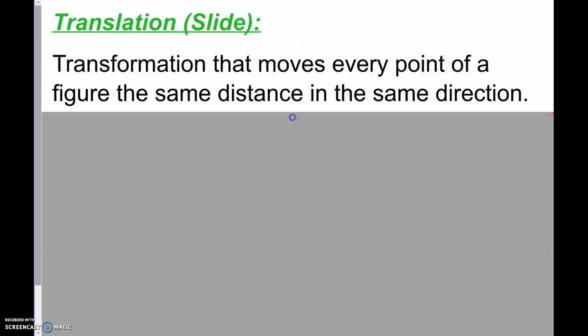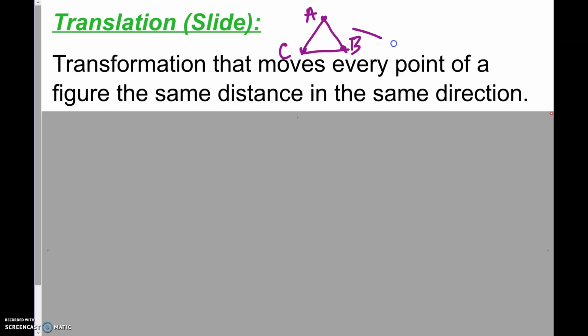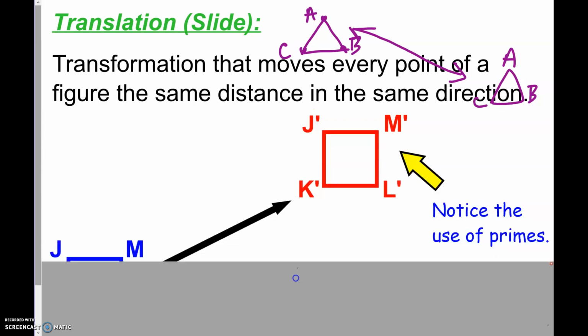So the first one we're going to talk about is a translation, which a lot of times you guys just talk about as being a slide. That is a transformation that moves every point of the figure in the same direction, the same distance. So if we have a triangle A, B, C here, and I'm going to go through a transformation, I have to move this whole triangle. If it's going to go down here to the left, then I have to move every point so that A, B, and C all go along that. So it stays the same size and it goes in the same direction.